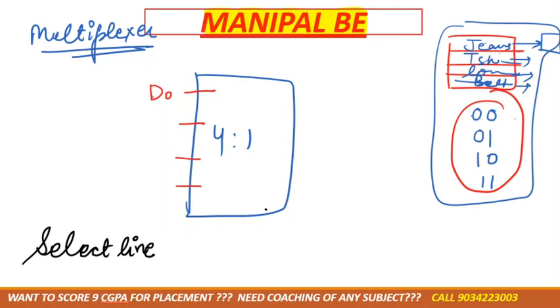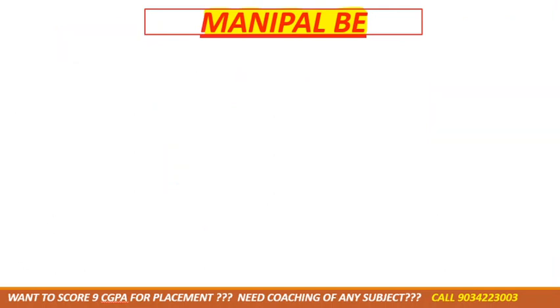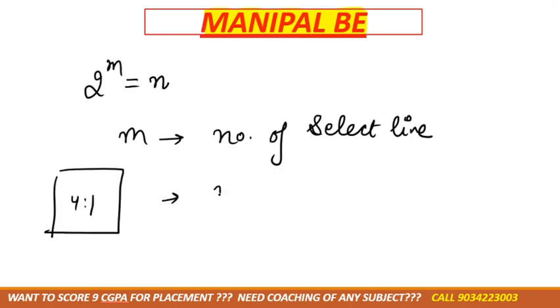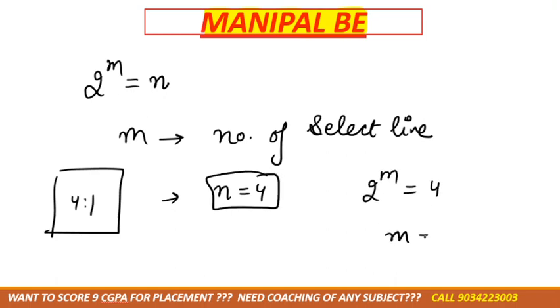Got it? So the formula is 2 raised power m is equal to n, where m is the number of select lines. Sorry, I wrote the formula opposite at first. As I told you, we have taken a 4 is to 1 multiplexer, so the value of n is 4, so 2 raised power m is equal to 4. Tell me what should be the value of m? 2. So how many select lines in this case? 2.